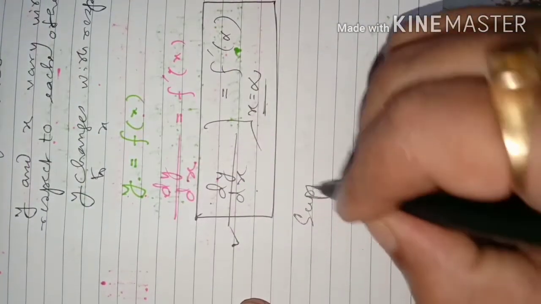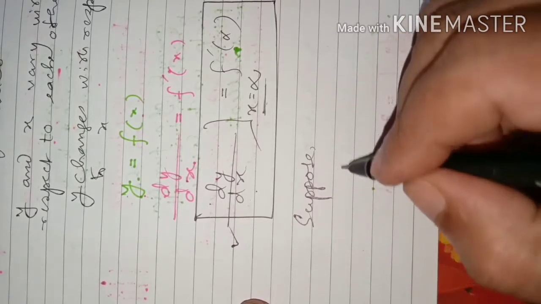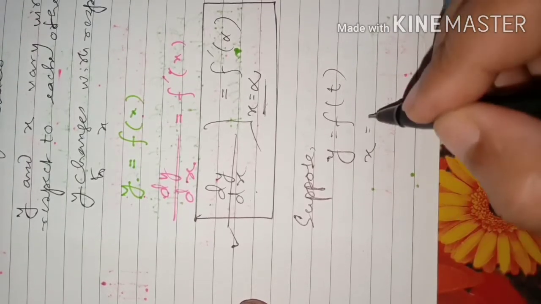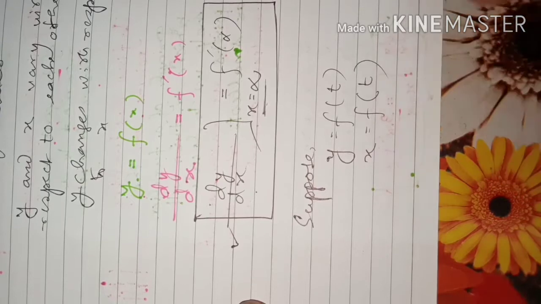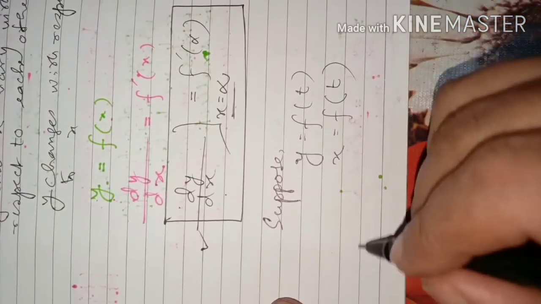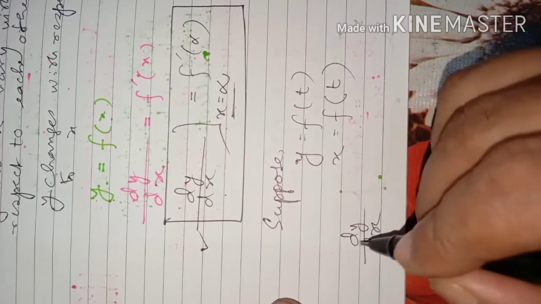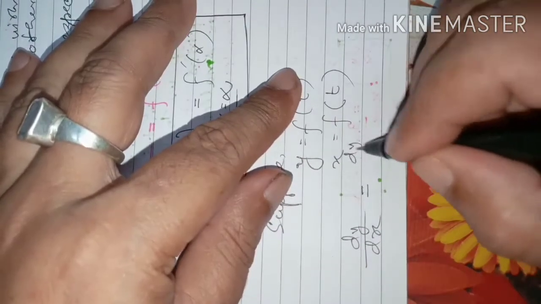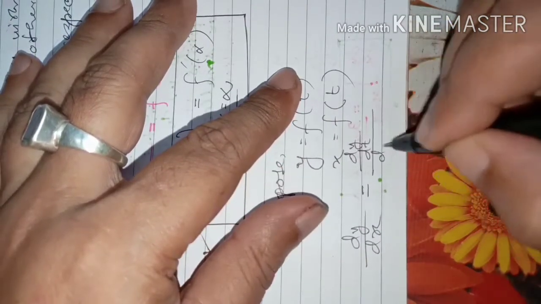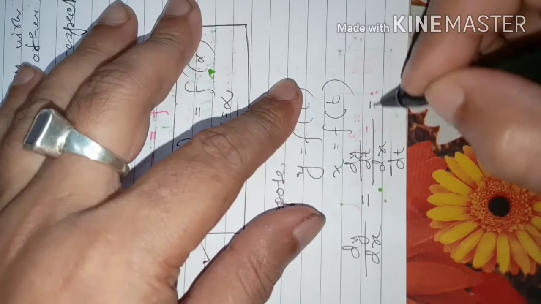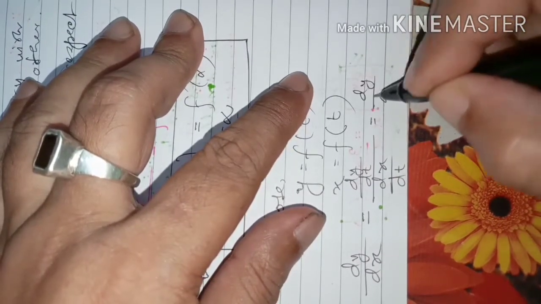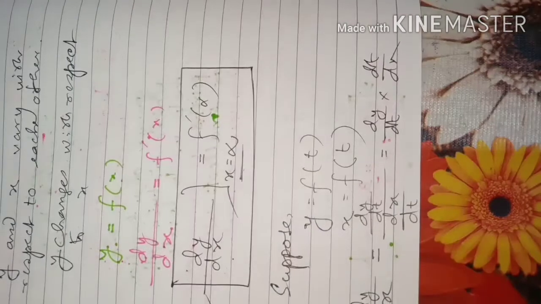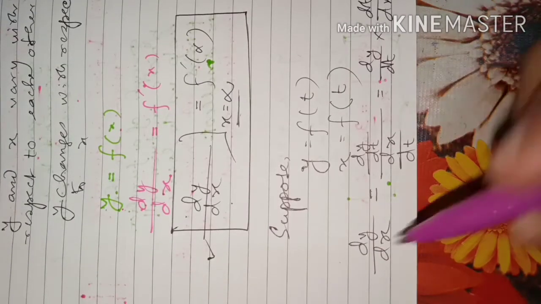Suppose y is dependent on a variable t. So y is a function of t. Again, x is also a function of t. If y and x both are functions of t, then dy by dx, that means the rate of change of y with respect to x, can be calculated by using the chain rule. That is dy by dt divided by dx by dt. It is called the chain rule. All of you know, dy by dt into dt by dx. This way you can find out the rate of change of y with respect to x by using the chain rule.